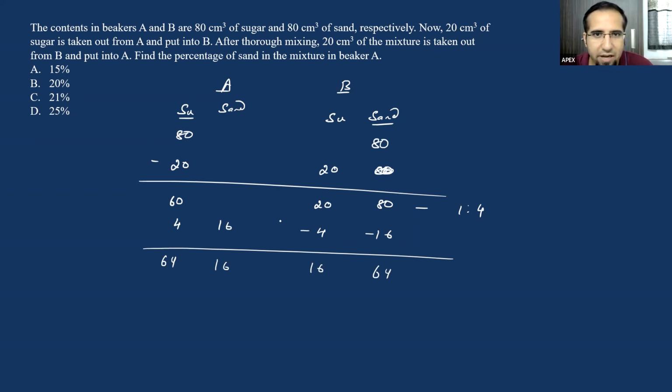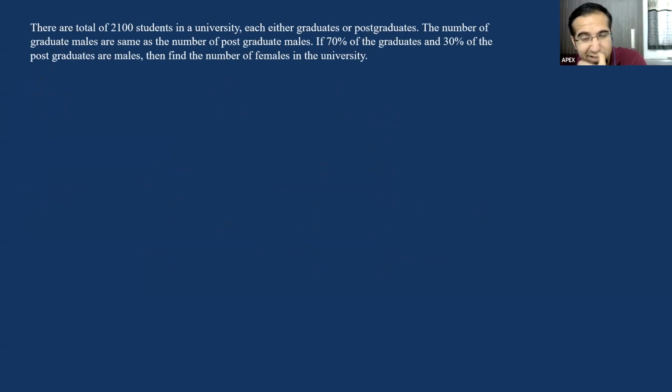Find the percentage of sand in the beaker A. So percentage of sand in the beaker A becomes 16 by 80 into 100. That is 1 by 5. 1 by 5 will be nothing but 20%. So again, a very easy question, guys. So should have been converted very easily. As I told you, in the end, there are very easy questions that you should have definitely seen.